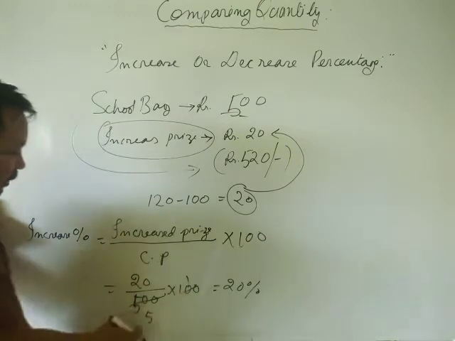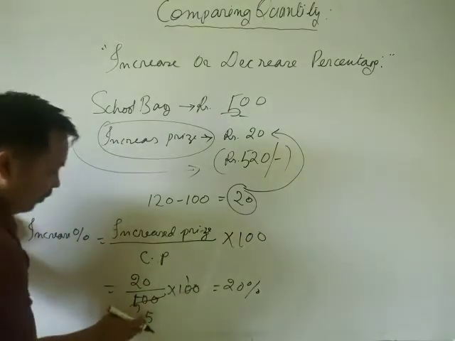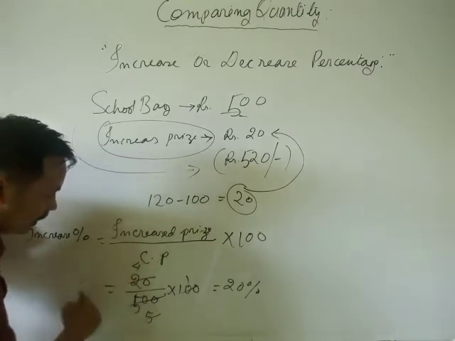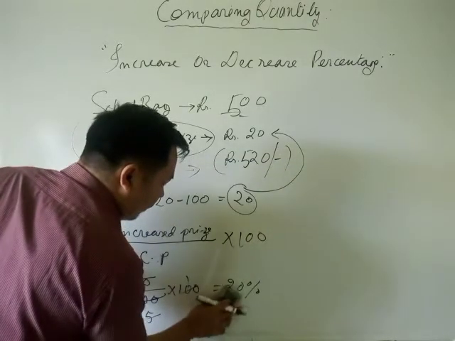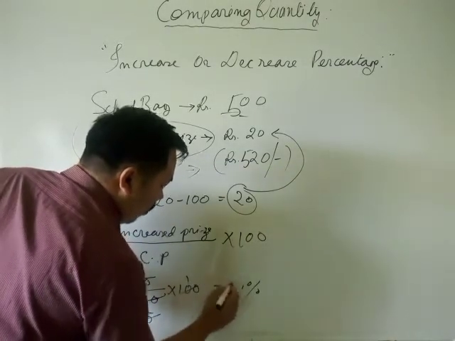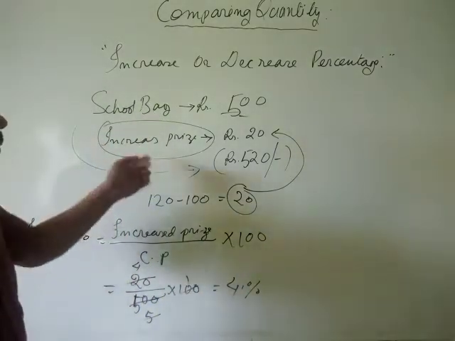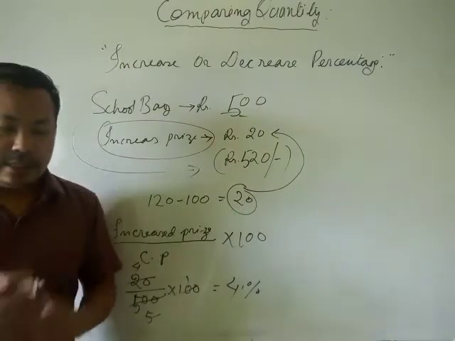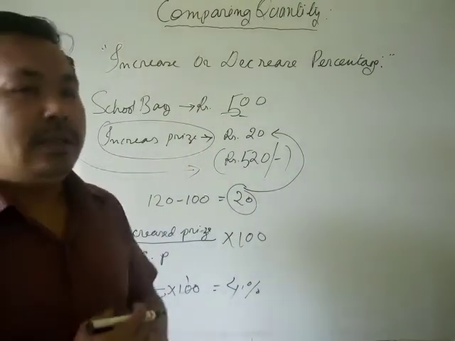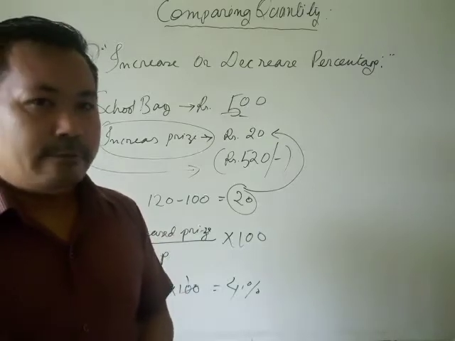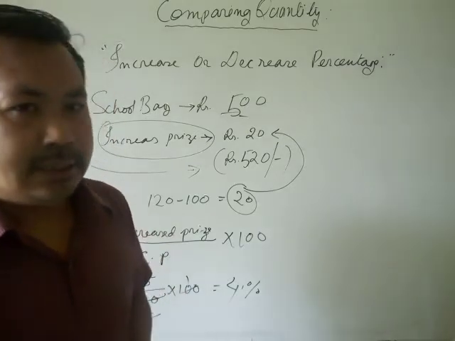Yes, 100, 100, 100, 500. Then we have to cancel this. How much? 5 for the 20. Then you are getting here 4%. So 4% is the increase percentage of the particular things here. So like this we can find out. So in one question I am showing you two different types of price increases and their percentage, isn't it?